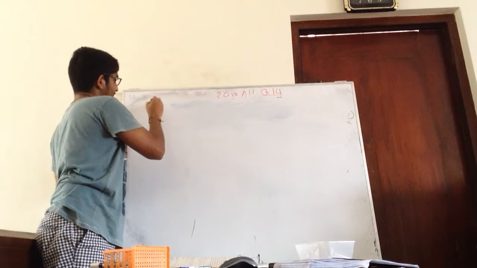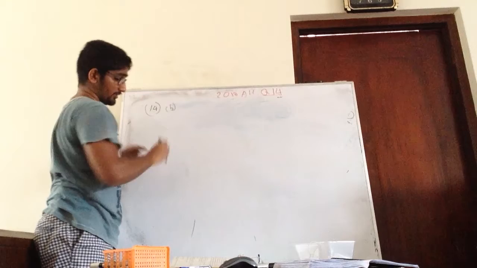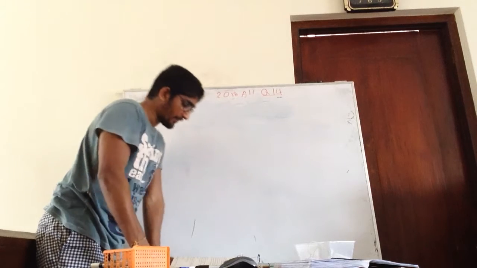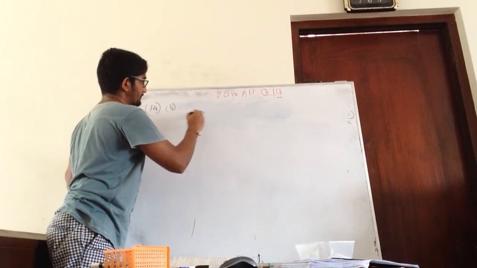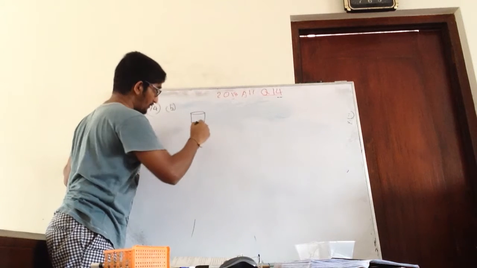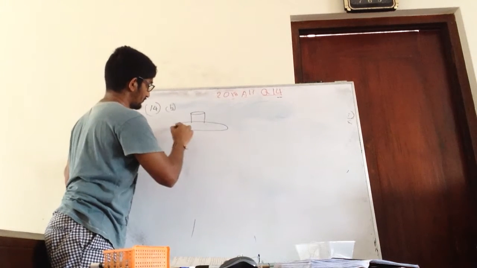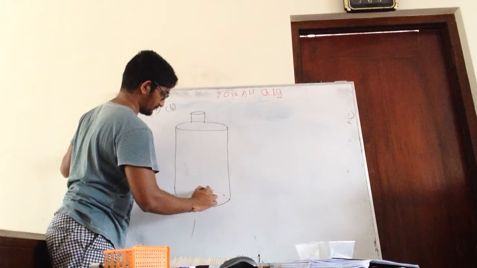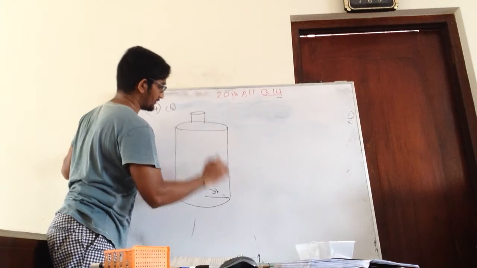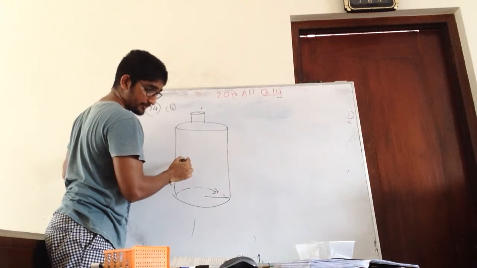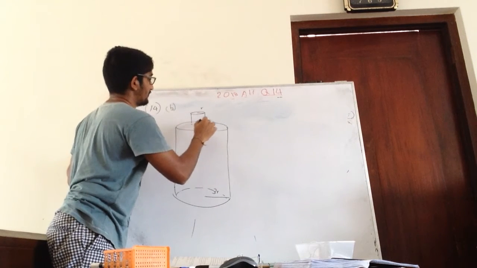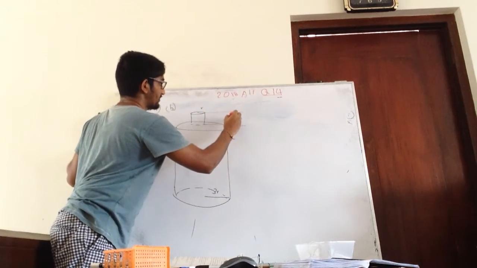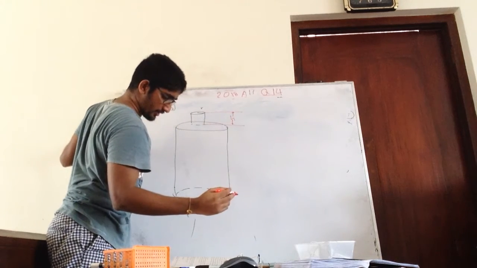So 14 part B. 14 part B says, so they have given a diagram. This is 3R, this is R. This is H and this is 5H.